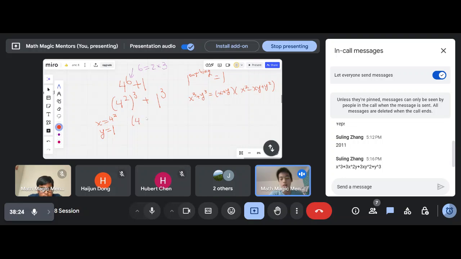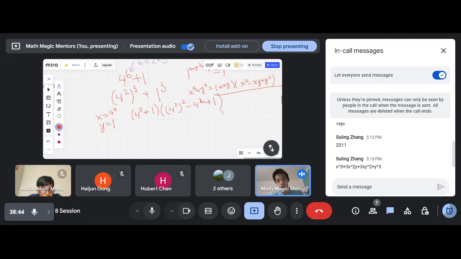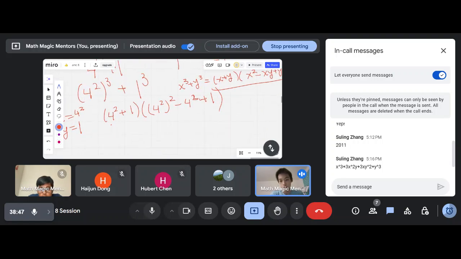And then substituting these values into our factorization underlined at the right will give us 4 squared plus 1 times 4 squared squared minus 4 squared times 1, which is just 4 squared, and then plus 1 squared, which is just 1. And then with that, you can just clear things up a little bit. 4 squared plus 1 is 16 plus 1, sorry, which is 17. 4 squared squared is 4 to the 4th minus 4 squared plus 1.